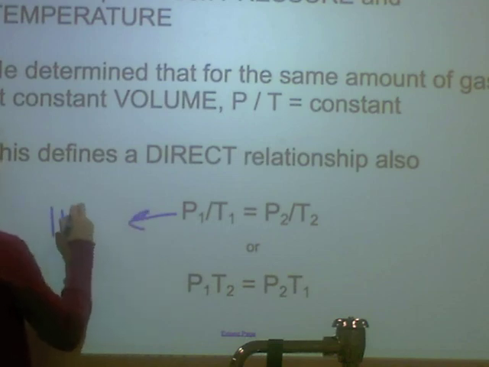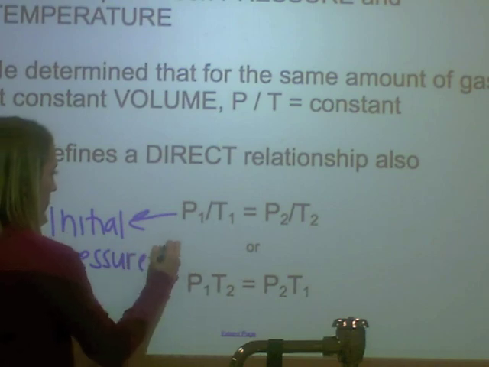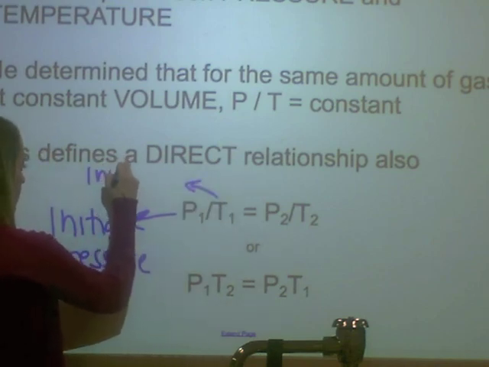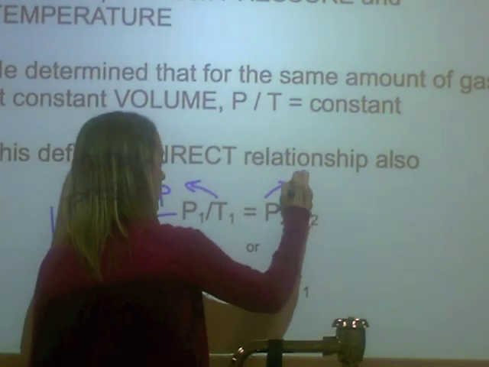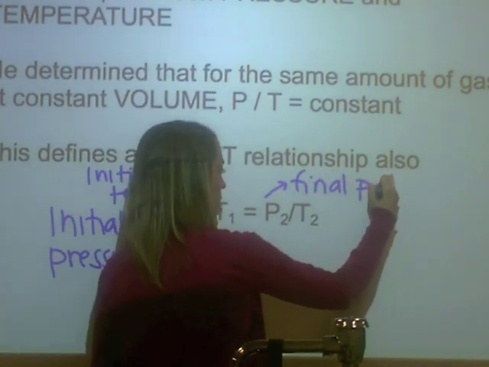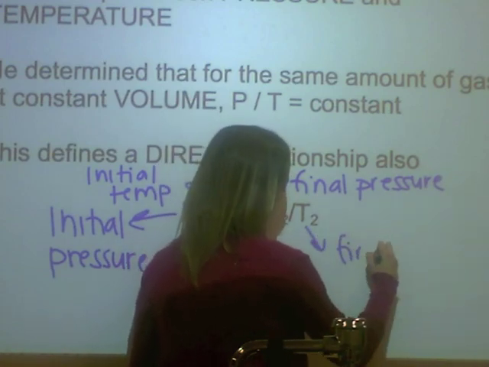And again, P1 is our initial pressure. T1 is our initial temperature. P2 is our final pressure. And T2 is our final temperature.